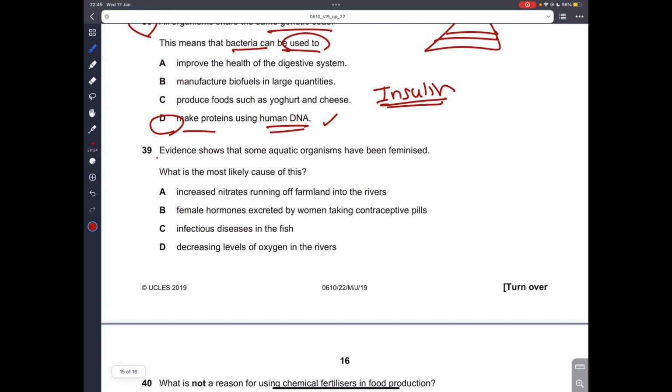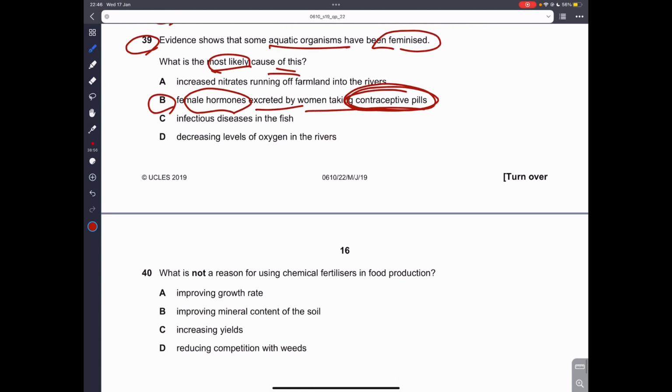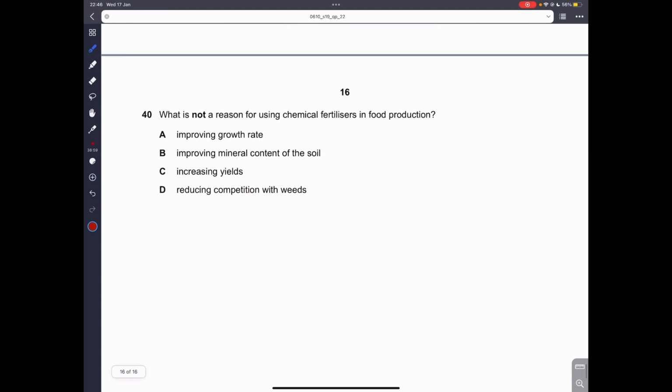Okay, question 39. Evidence shows that some aquatic organisms have been feminized. What is the most likely cause of this? Well, the most likely cause is that female hormones are being introduced to the environment of these aquatic organisms. When female hormones such as estrogen and progesterone are excreted from contraceptive pills, the organisms that drink the water in which these hormones are dissolved actually turn feminized. So this is one of the answers. B is the correct answer.